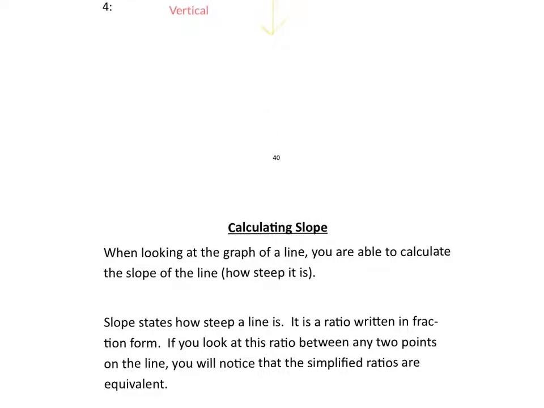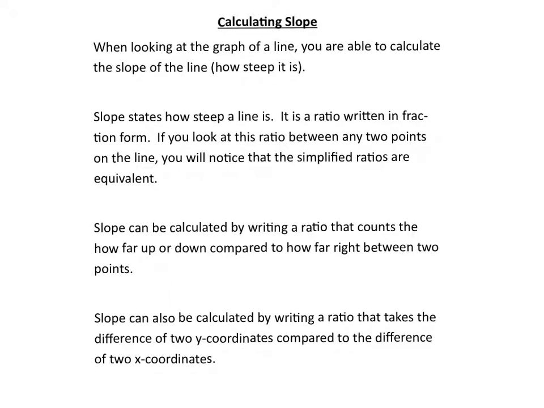So now let's take this and calculate slope. We did this yesterday, but let's go back through and think about it. When you're looking at the graph of a line, you're able to calculate the slope of the line. All that means is, how steep is it? Slope is just saying, how steep is that line? Think of a bunny slope when you're skiing. You have the bunny slope, you have the black diamonds. It tells you how steep is that mountain.